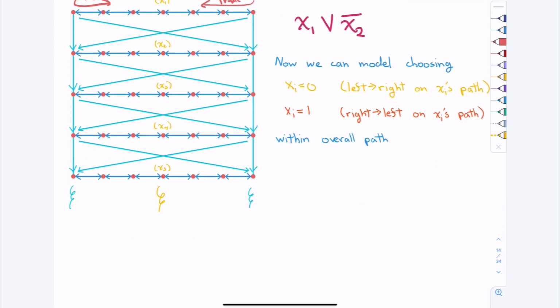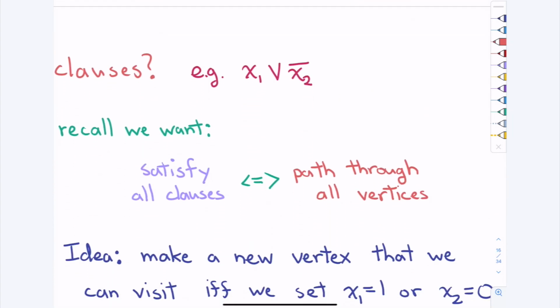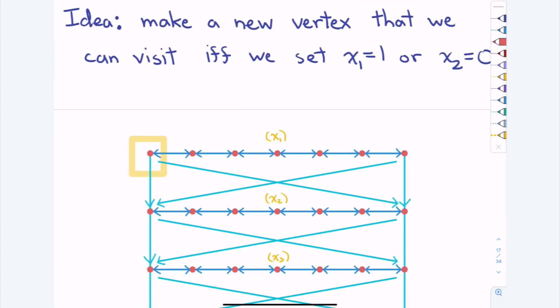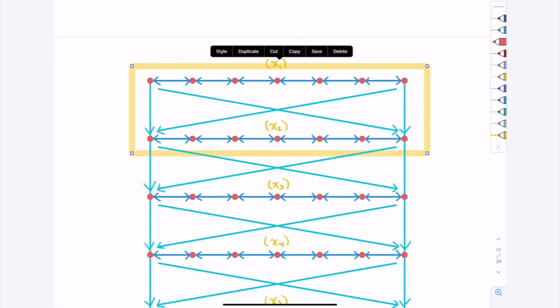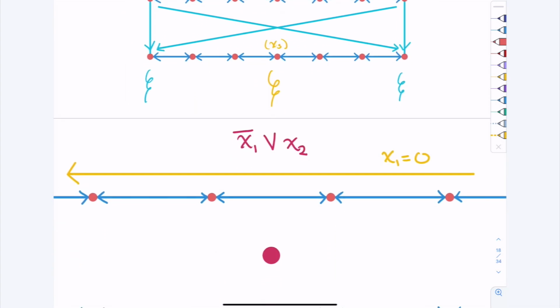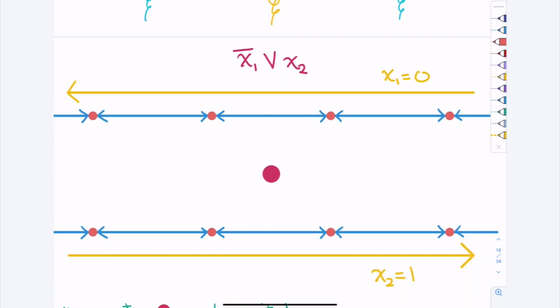It's too abstract. Okay, so here's what we'll do. Again, let's focus on these 2 rungs. And what we're going to do is make a new vertex.